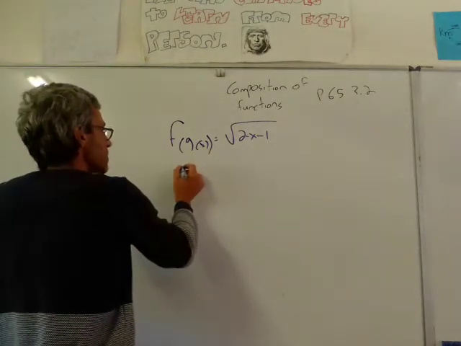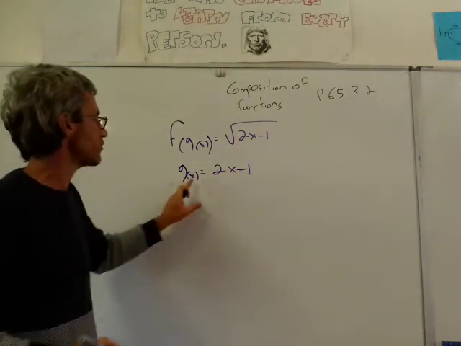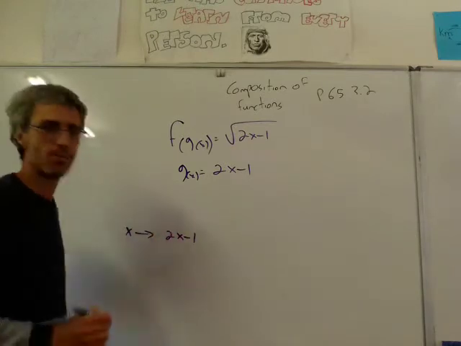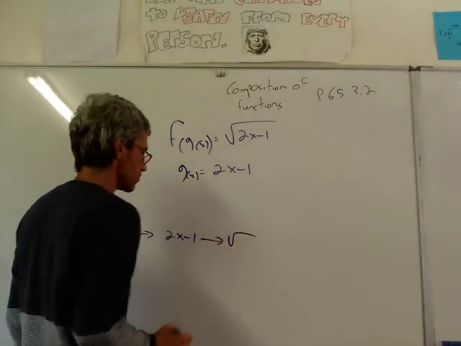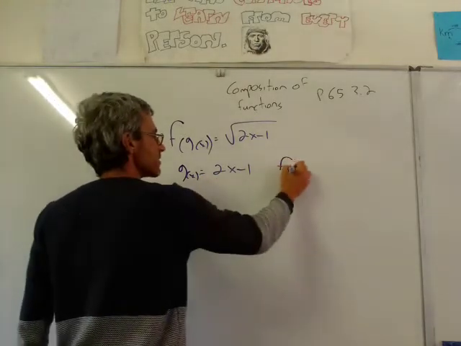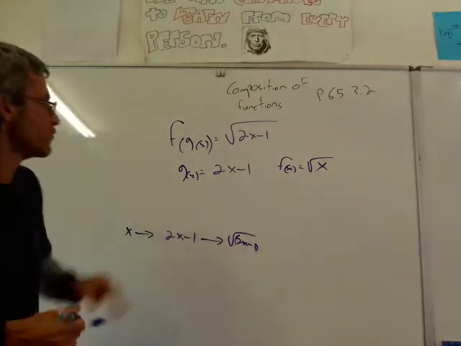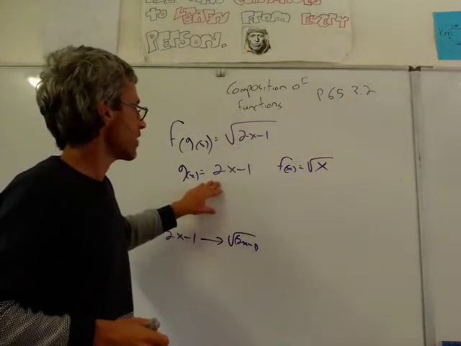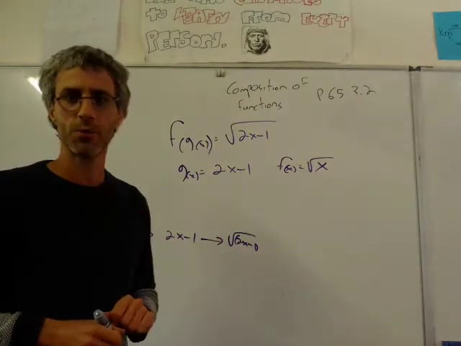So what I would say is, g of x is going to be 2x minus 1. So first of all, we'll take an x and we'll turn it into 2x minus 1. And then what do we need to do to that one? We just need to put a square root on that one. So f of x is simply going to be square root of x. If you operate g first, and then you operate f on it, you've got square root of 2x minus 1.